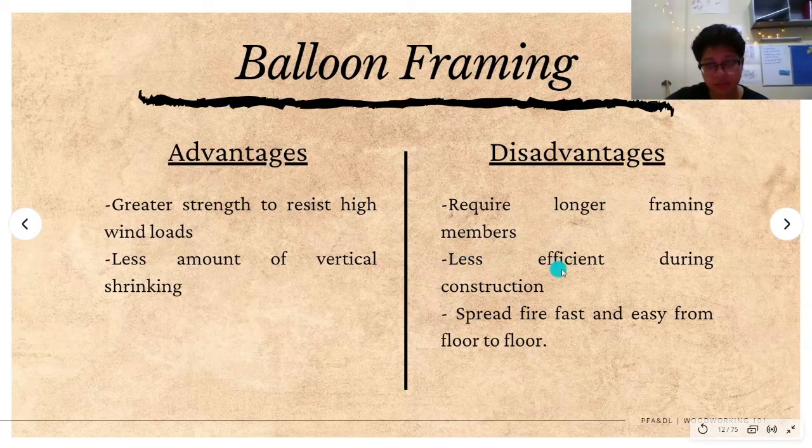The second one is that it is less efficient during construction, since it is very long and very hard to erect. And the last disadvantage is that it spreads fire fast and easily from floor to floor. This is actually the reason why constructors nowadays don't apply balloon framing a lot for buildings.